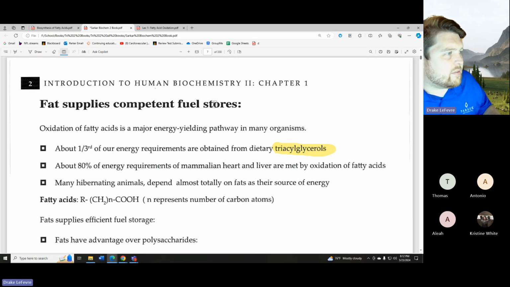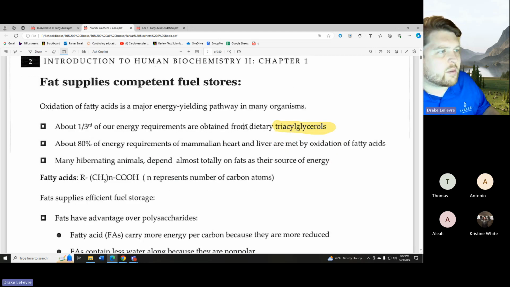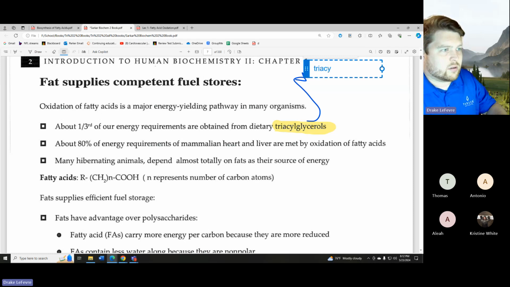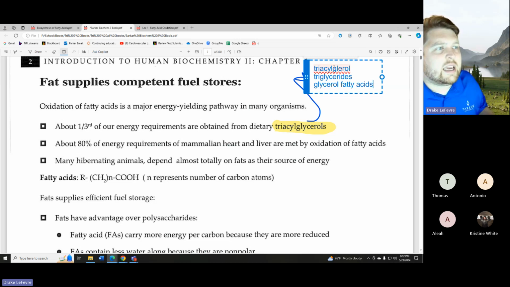The fat supplies competent fuel stores. So here's where we're going to start seeing some words. Triacylglycerols. A lot of people get really confused with this stuff because they see words like triacylglycerol, triglycerides, fatty acids, or they call them glycerol fatty acids. If you see any of these words, is it spelled wrong? Triacylglycerol.